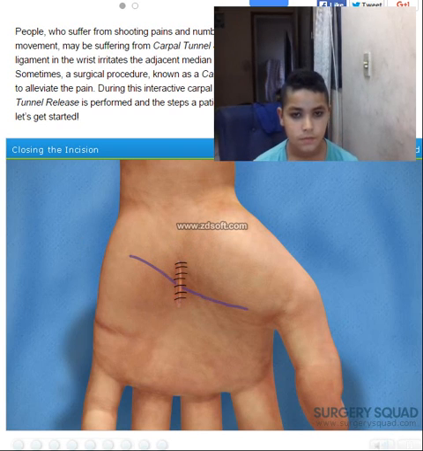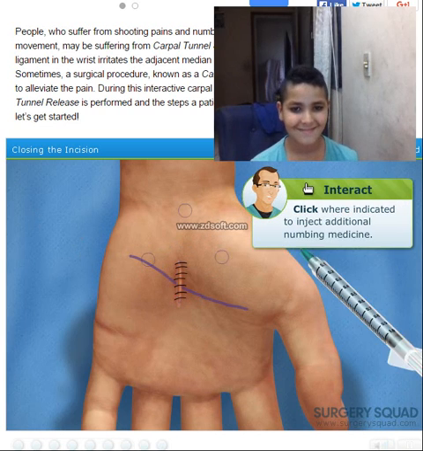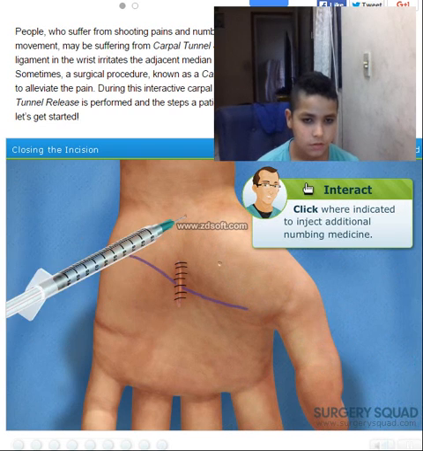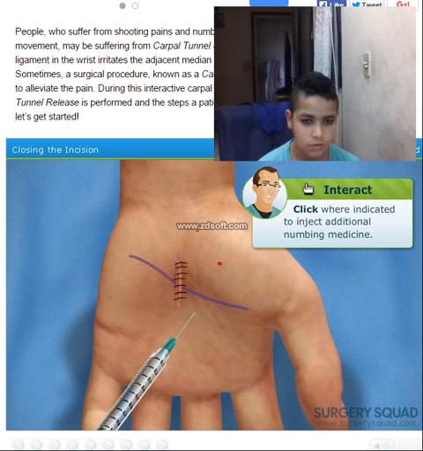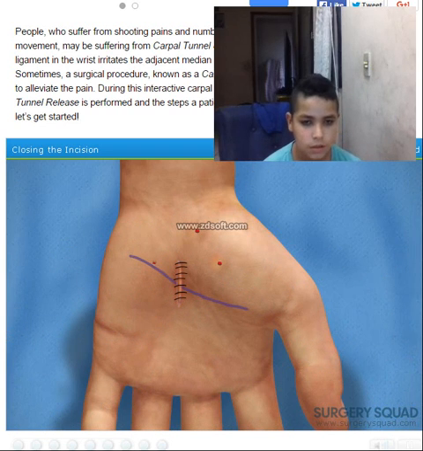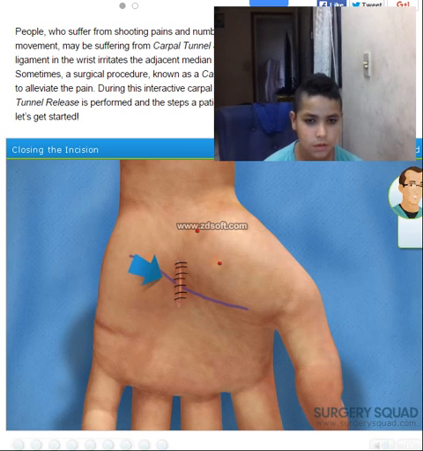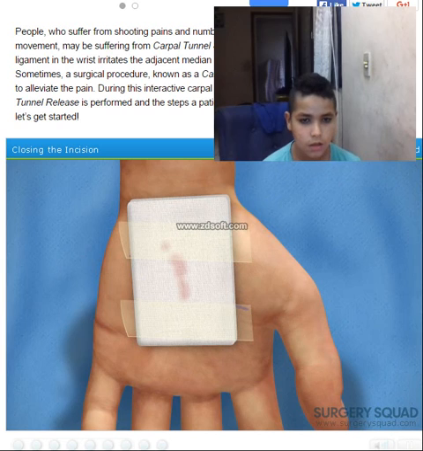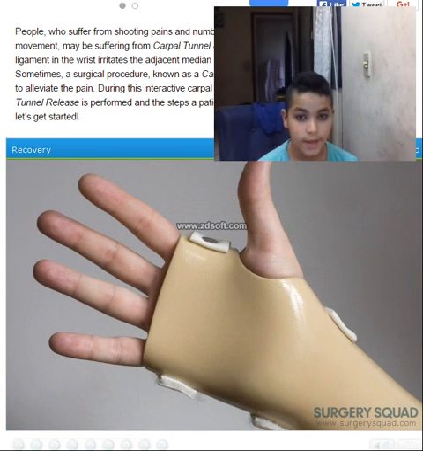With the wound closed, we'll inject additional numbing medicine around the operating site to help relieve some of the immediate pain the patient may feel after surgery. And lastly, we'll place a small dressing over the wound to absorb any residual blood. We'll immobilize the wrist with a splint and a sling, and after 1 to 3 hours, our patient is sent home to recover.